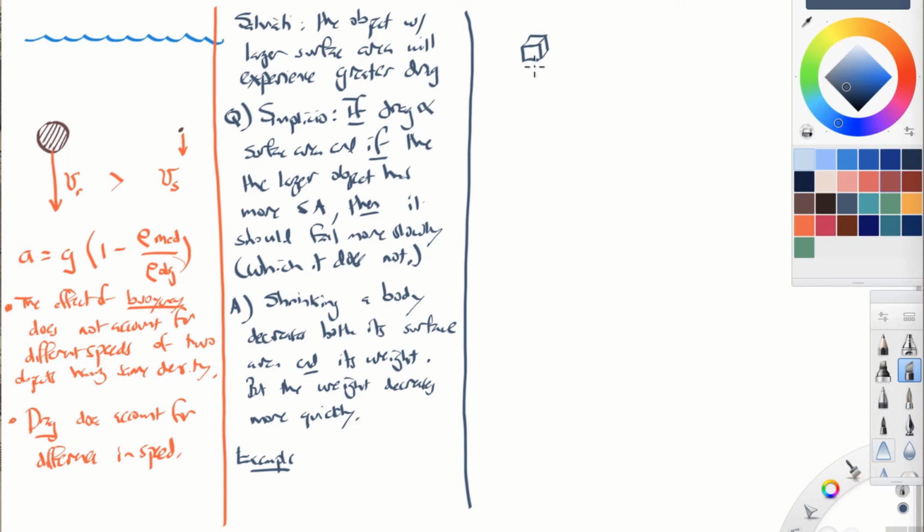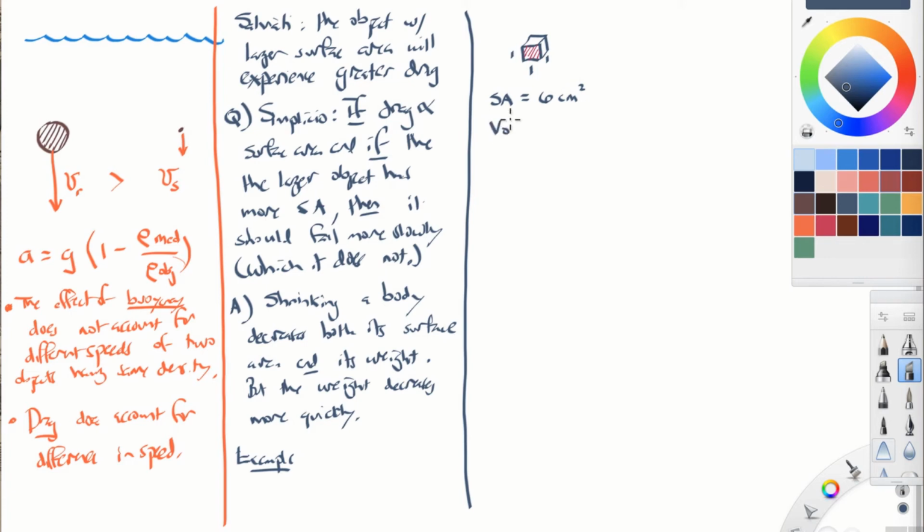And let's suppose this cube has a length of 1 centimeter on this side, 1 centimeter on this side, and 1 centimeter on this side. Okay, so it's a 1 cubic centimeter object. What is the surface area of this object? Well, this surface right here has a surface area of 1 square centimeter, and likewise this one and this one and so on. So you can see right away that this has a surface area of 1 times 6 is 6 square centimeters, right?